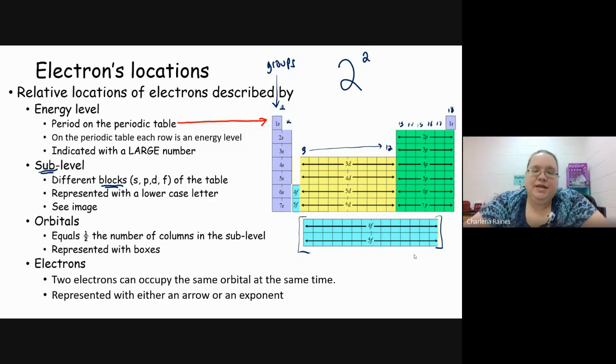So orbitals, to figure out the number of orbitals by looking at the periodic table, once you know the blocks, you can figure out orbitals. So if you know that groups 1 and 2 are your S block, well, 1 and 2 is 2 columns. Half of 2 is 1, so there's 1 orbital. 13 through 18, well, that's 6 columns. That's my P block. 6 columns means there's 3 orbitals, because we can fit 2 electrons per orbital.